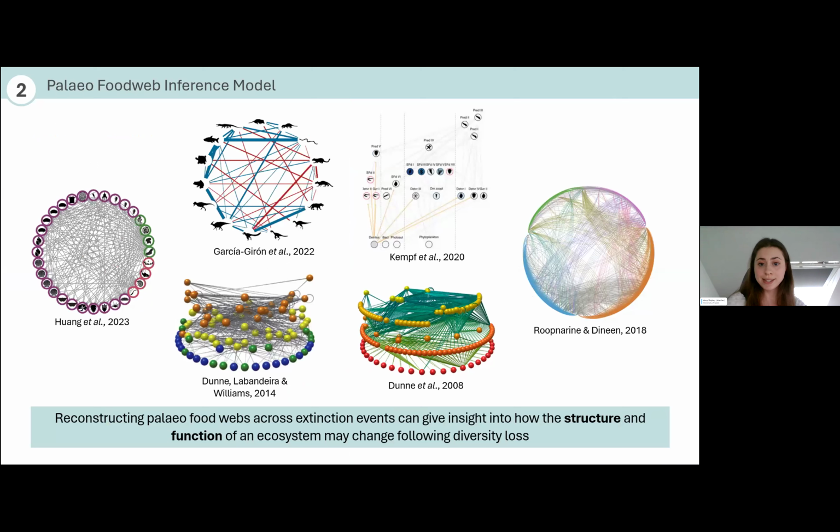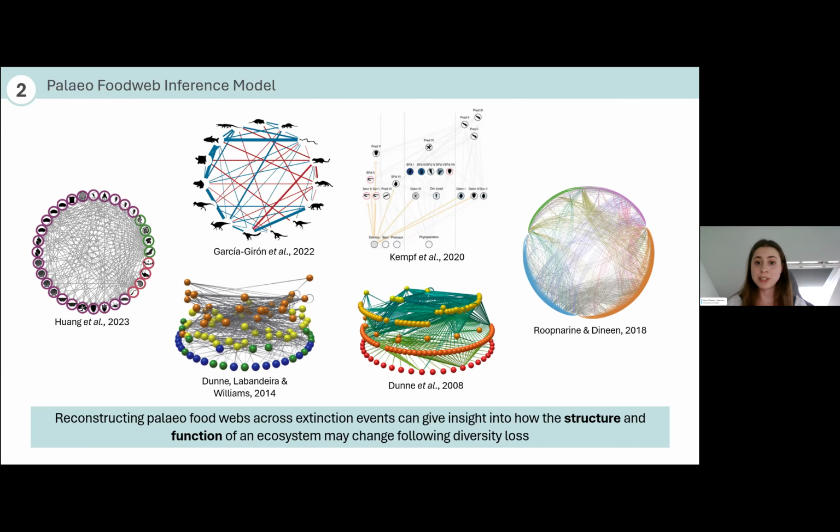To address this question, I have been reconstructing paleo food webs. Paleo food webs can be really great at looking at ecosystems before and after an extinction event, because they give us a snapshot in time of what this community looks like before and after, and then we can quantitatively measure the changes in ecosystem structure and function. There's a whole bunch of different ways that you can model food webs. I know Roxanne Banker gave a really great talk at the end of last year about how they reconstruct paleo food webs in their research.